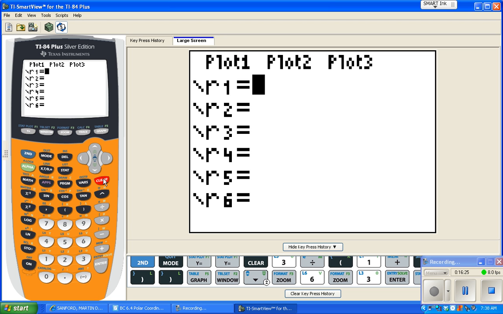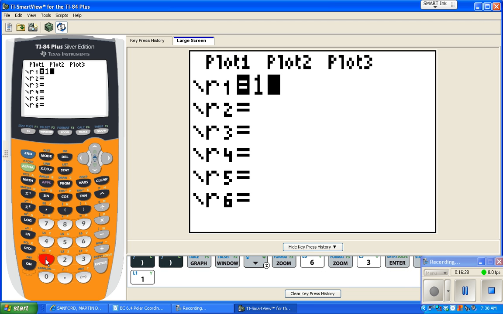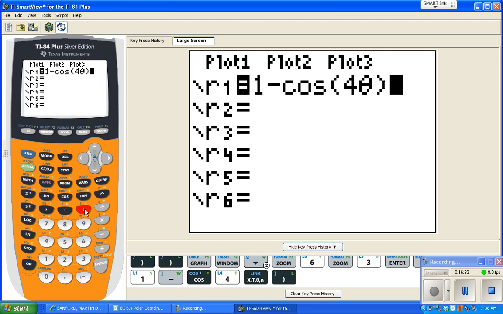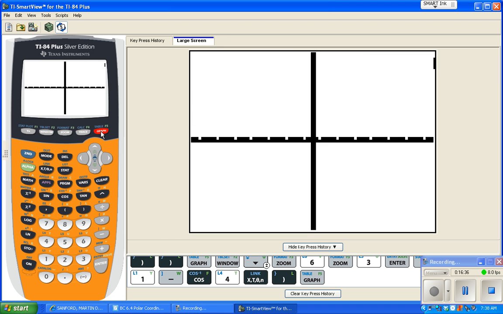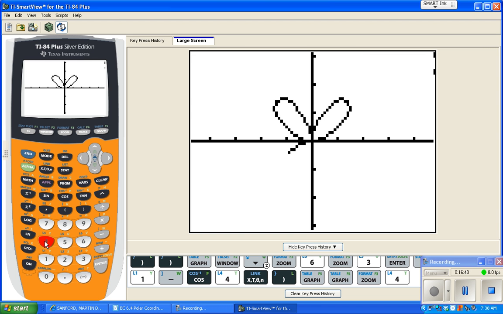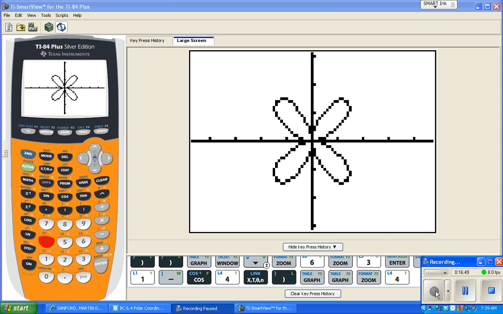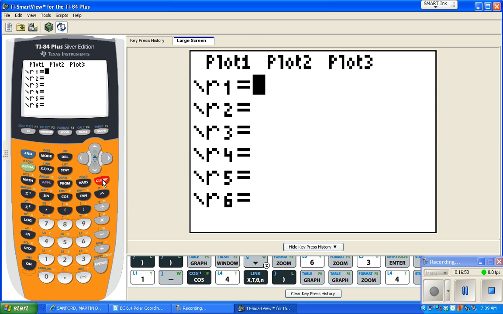Let's do this, and this hopefully will be a little more to my liking. So this is 1 minus cosine of 4 theta. Oh, sorry. Let me go back to zoom 4. Interesting. It looks a little rotated, similar to what we were already doing, but a little rotated. That would still be considered a 4-leaf rose.